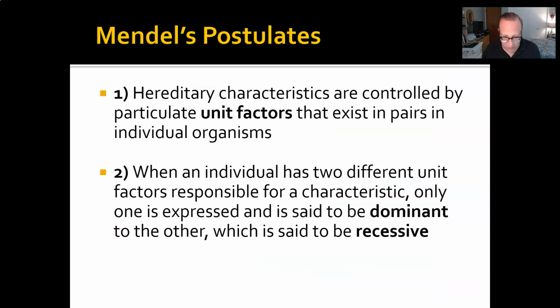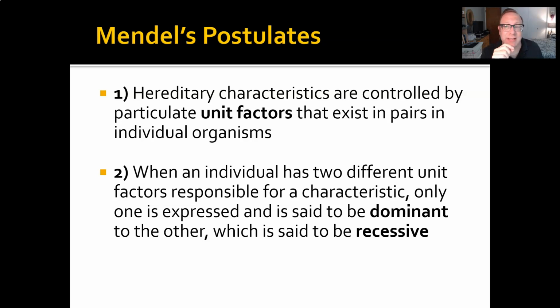Okay. Well, through doing these experiments, he came to 4 postulates, 4 conclusions he thought were probably going to be true no matter what. First was sort of definitional. He says hereditary characteristics are controlled by particulate unit factors that exist in pairs in individual organisms. I'm going to go deeper into the idea of particulate unit factors and particulate inheritance in the next video, called blending inheritance.